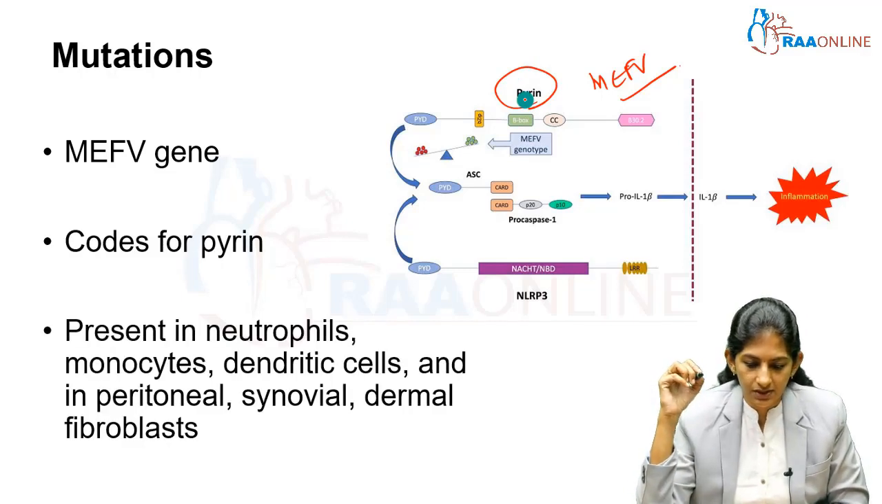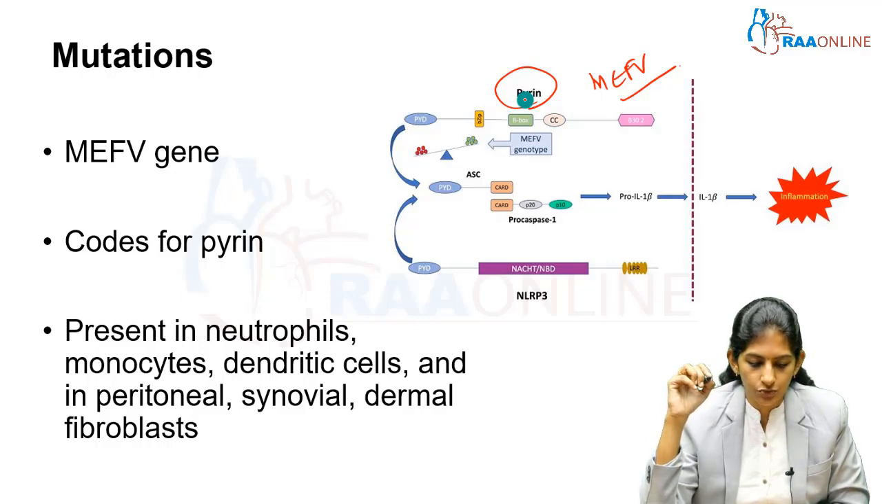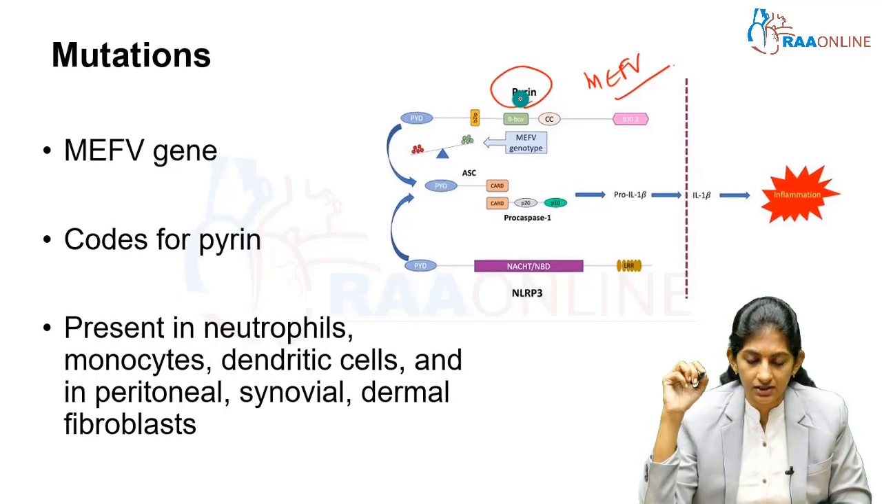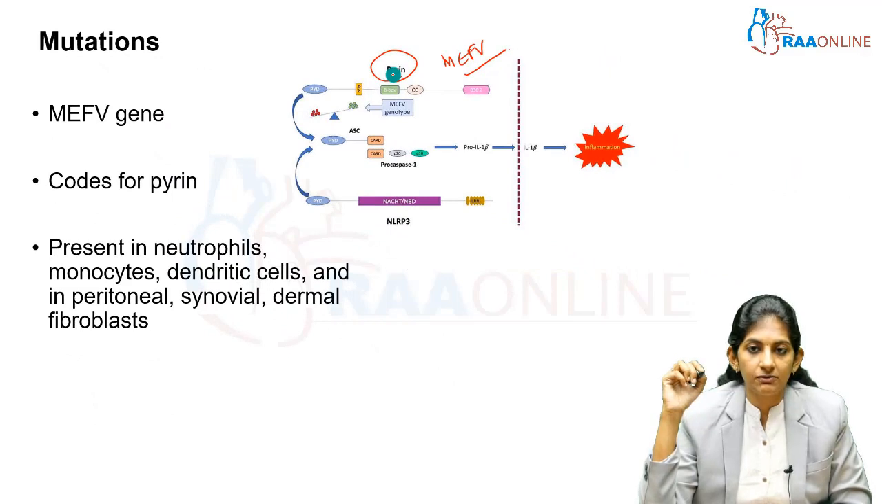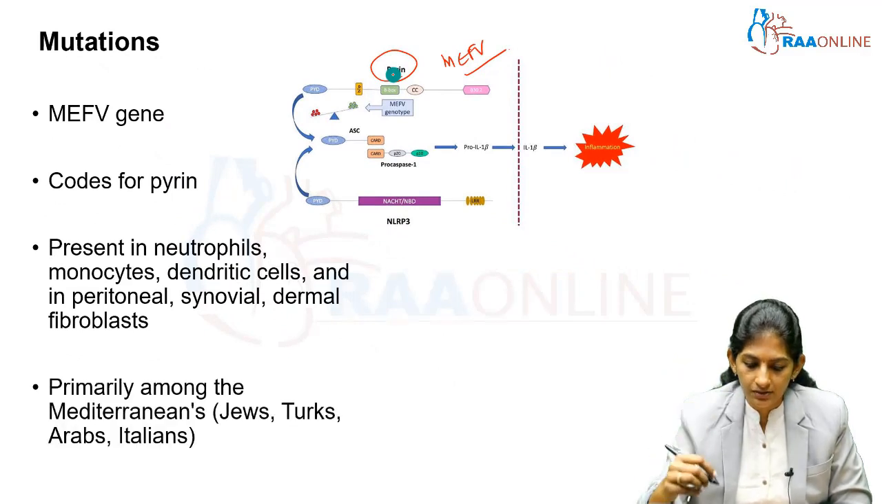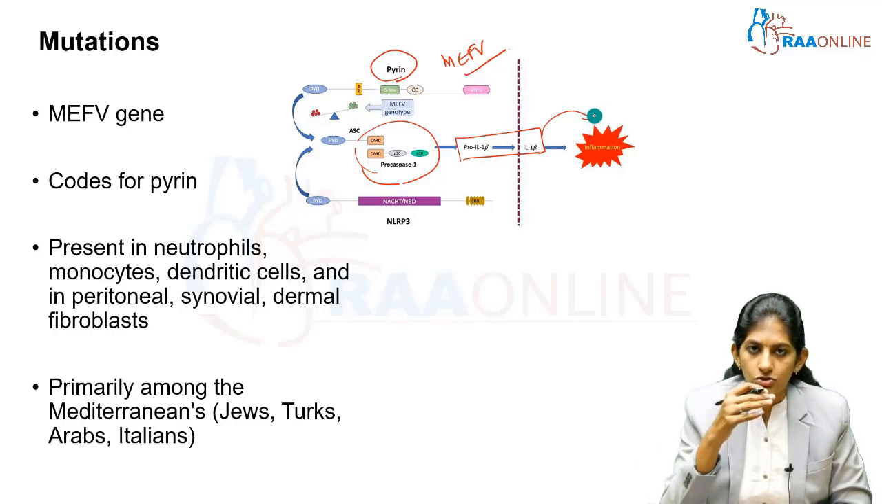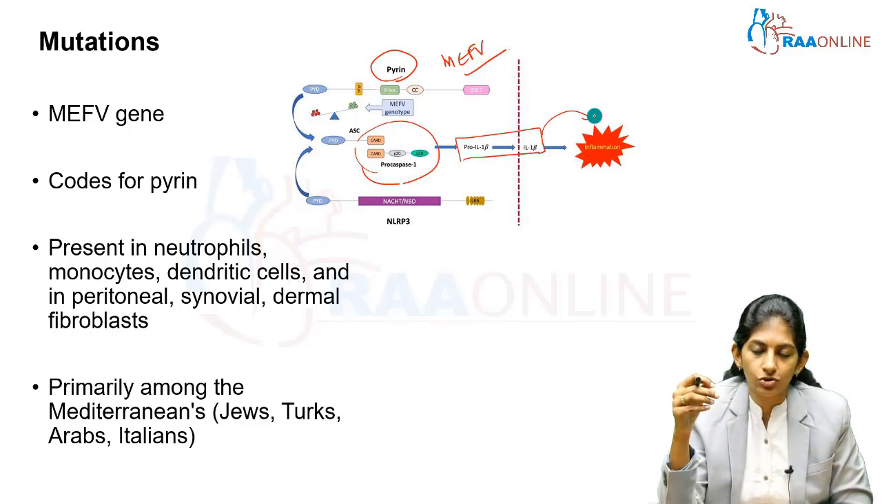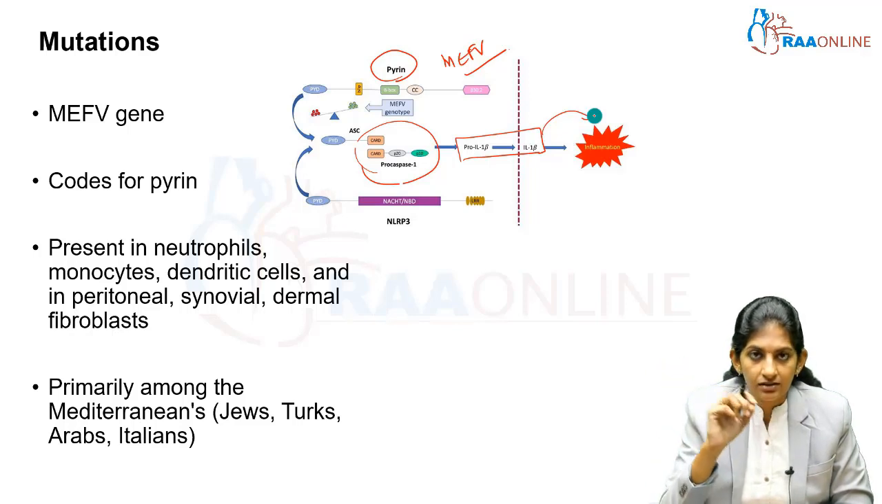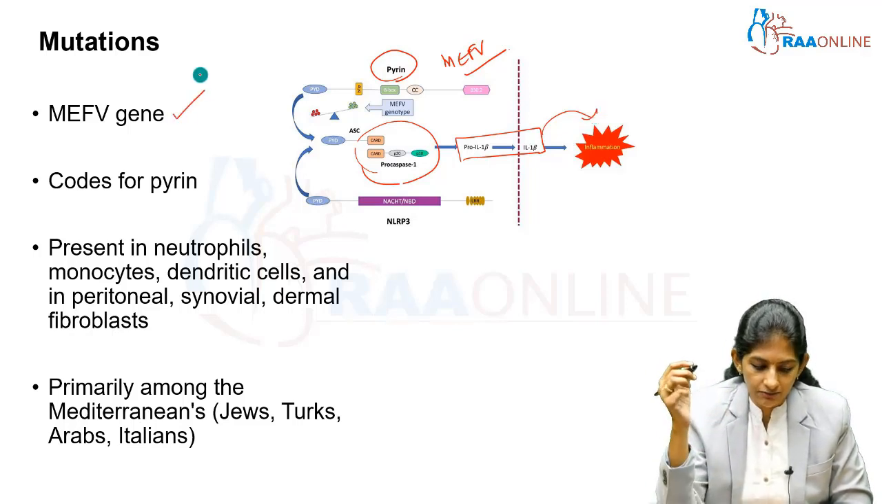This pyrin protein is present in many cells: neutrophils, monocytes, dendritic cells, and also in the peritoneal, synovial and dermal fibroblasts. Because of the mutation, it accelerates the procaspases, increases the conversion of pro-IL-1 beta to IL-1 beta, and an active inflammation ensues. So, in most of these hereditary fevers or autoinflammatory conditions, there is an increased production or increased secretion of interleukin-1 beta. The gene in familial Mediterranean fever is the MEFV gene.